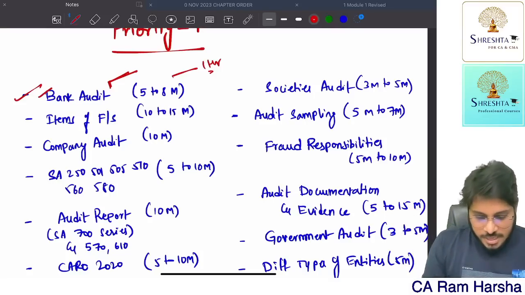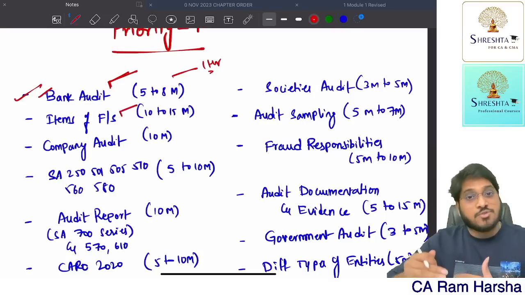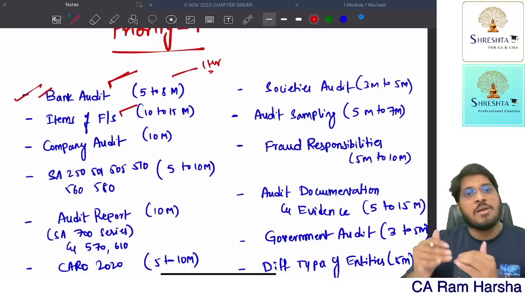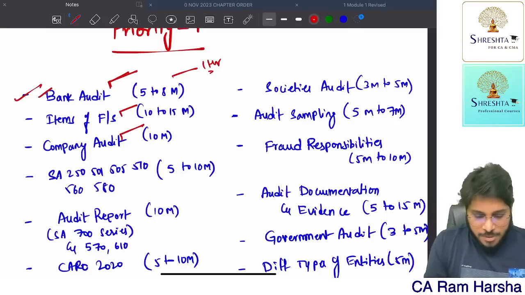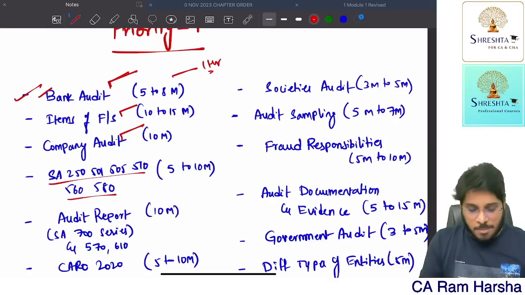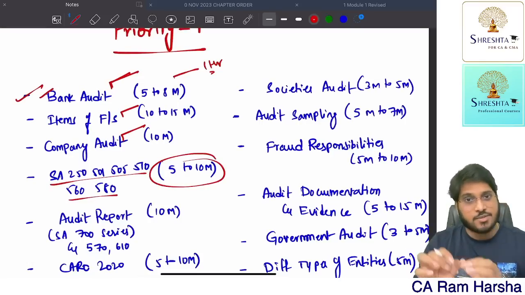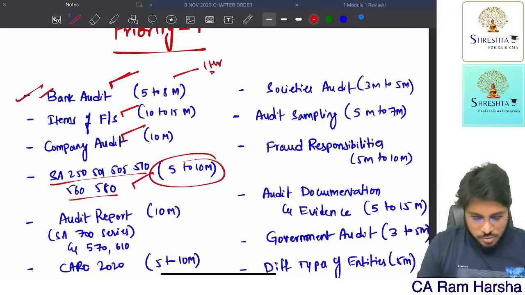Then I will upload items of financial statements, and that video will premiere. Then company audit will premiere. Then these 5 standards will premiere. From these 5 standards, you can expect a weightage of 5 to 10 marks. So this will be premiered.